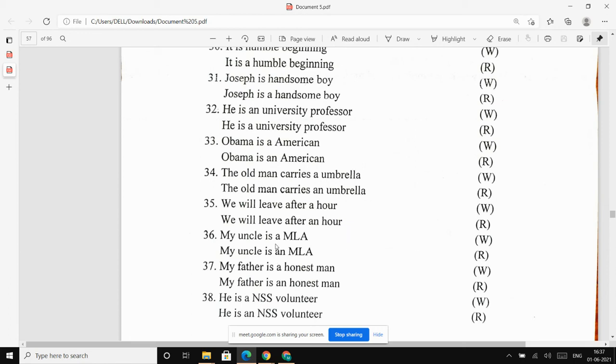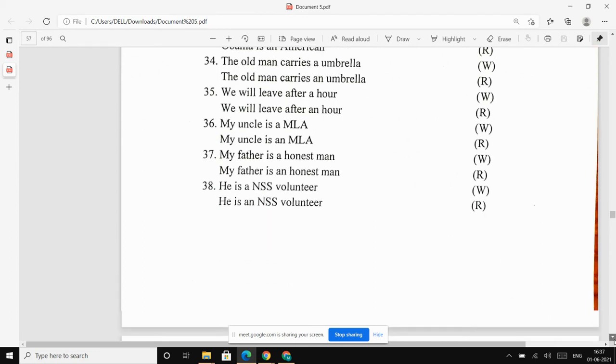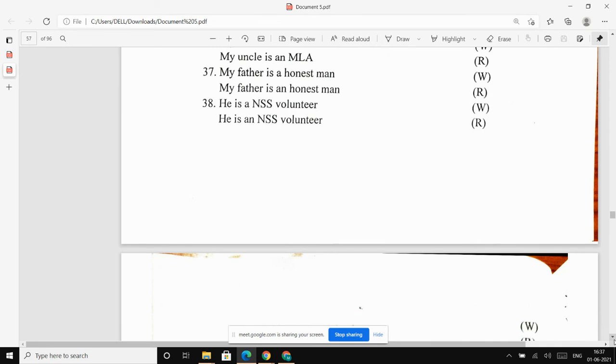I hope by now you can understand the corrections with the articles. He is a NSS volunteer. So NSS, though the letter N is a consonant, gives the vowel sound en. So it receives the article an.